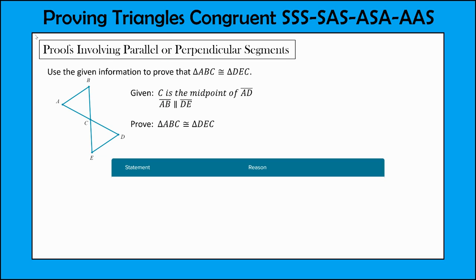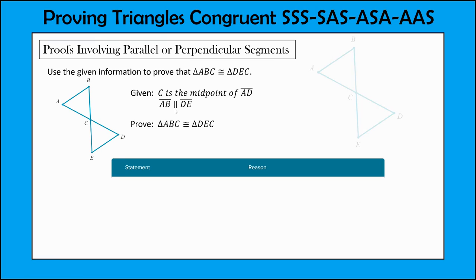So the first thing I want to look at is a proof in which they give us information about parallel lines. So there's the difference. This is why we're doing this today. Notice that right here in the given, it says that AB is parallel to DE. So how do we use that given to get us information so we can prove triangles congruent?